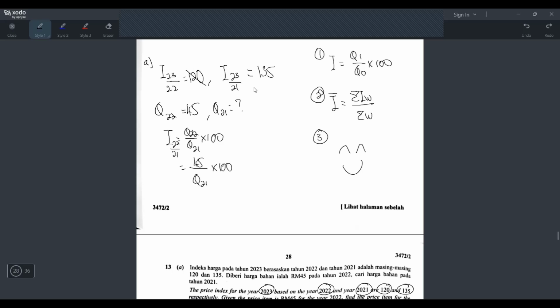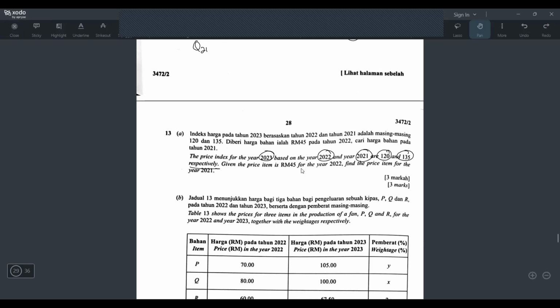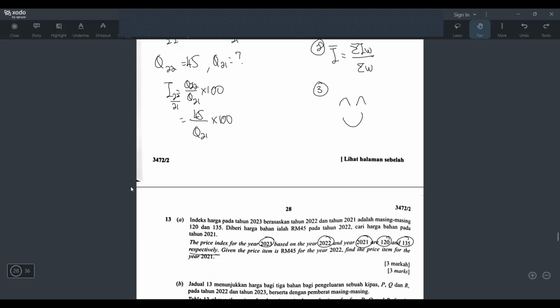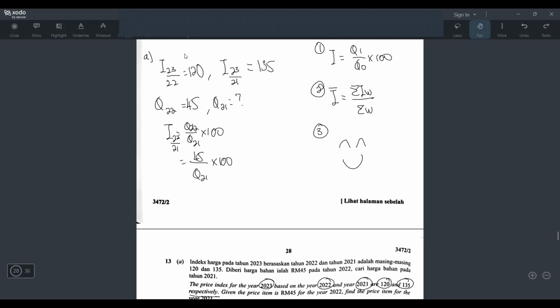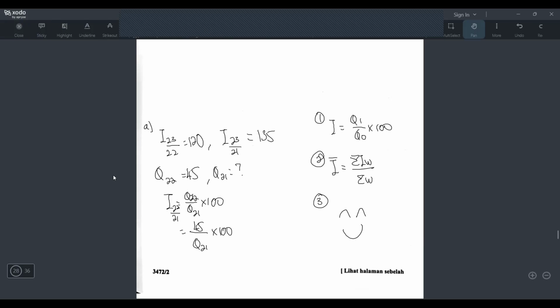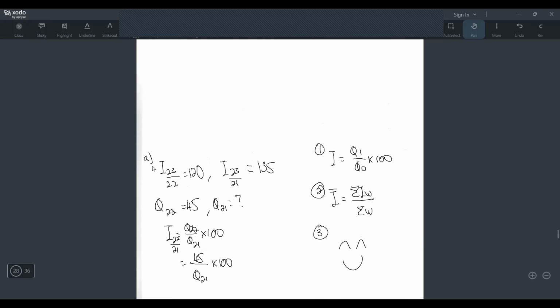Use smiley face lah. Because you read this question, got 3 years involved in one question, right? You saw 3 years already: 2023, 2022, 2021. So when there are 3 years involved, we use the third method, which is the smiley face. It means what I have to do now is I have to write my A up here, because I need to do smiley face before doing this. So for this, I will write the year. The paling awal punya tahun is 2021, followed by 2022, followed by 2023.